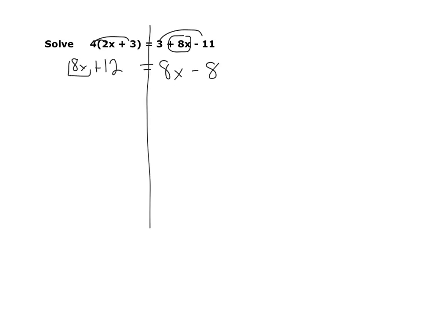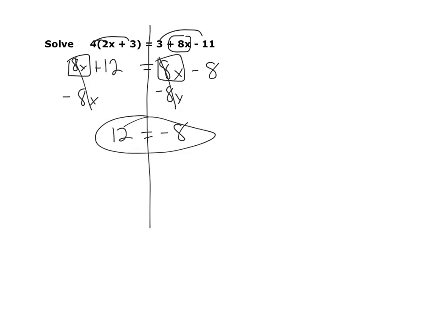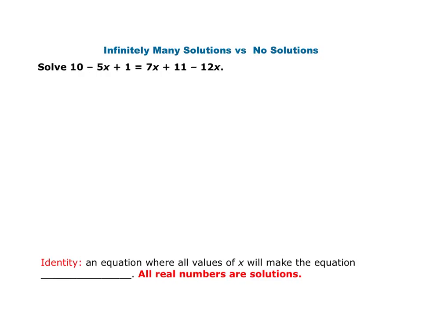Now I want to get my variable terms to one side, so I'm going to subtract 8x from both sides. These are going to cancel out, and I'm left with 12. These also cancel out though, and I'm left with negative 8. So now if you look at this, we have an answer of 12 equals negative 8. So what does that mean exactly? And that's what we're going to be talking about during this lesson.